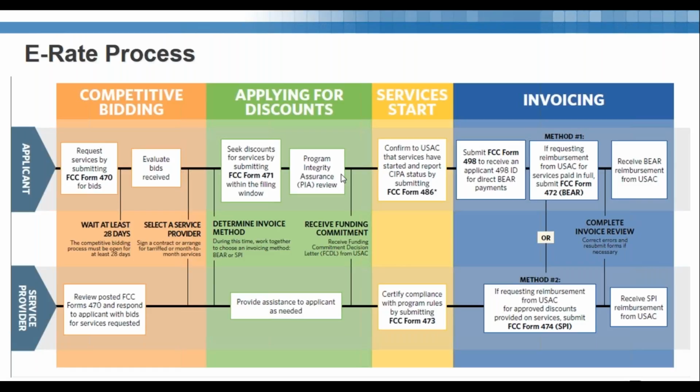Once the funding commitment decision letter is received, services can begin, and you have to make sure that you fill out Form 486. I know there's a lot of forms that I'm talking about here. I'll go into some detail. I just want to give you a high-level overview of the program. After services have started and everything is good there, then the invoicing part of the program can begin. And there are two types of invoicing options, and we'll go into those as well.